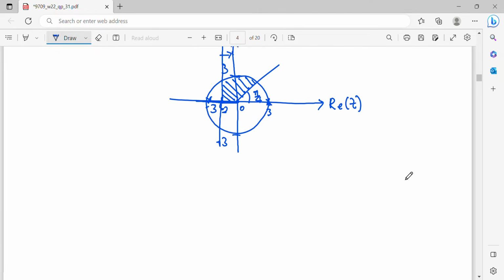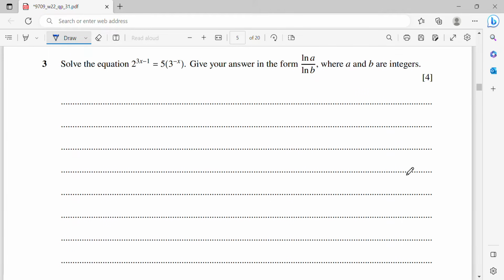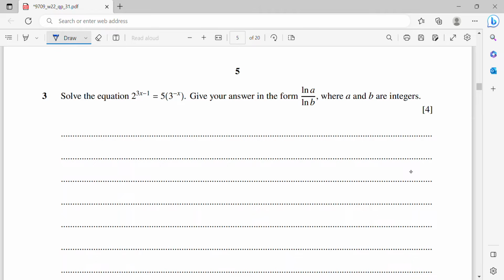Okay, so now question 3. Solve the equation 2 power 3x minus 1 equals to 5 times 3 power negative x. Give your answer in the form of ln A over ln B, where A and B are integers. So first of all, I'll copy the question. Alright, so now we take ln both sides.